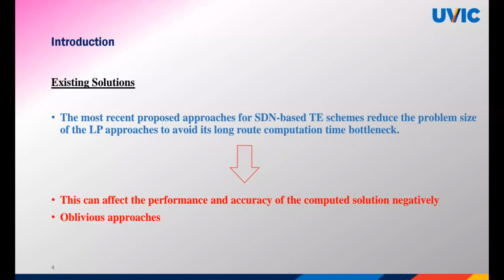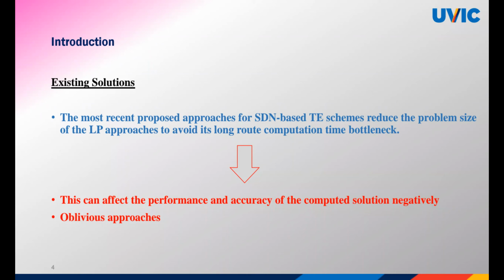The most recent proposed approaches for SDN-based traffic engineering schemes reduce the problem size of the linear programming approaches to avoid its long route computation time bottleneck. But the problem is that this reduction can have negative impacts on the accuracy and performance of the computed solution. For example, oblivious approaches avoid the overhead of running linear programming approaches in each time interval, but their solution is prone to mismatch the current or true demand matrix requirement in runtime.